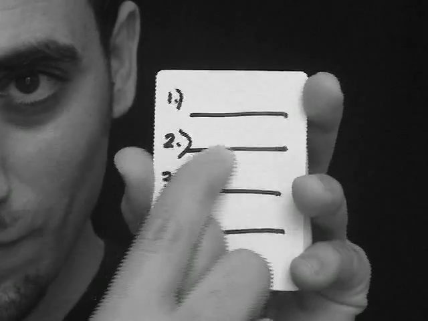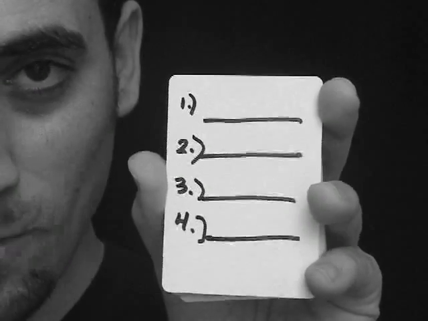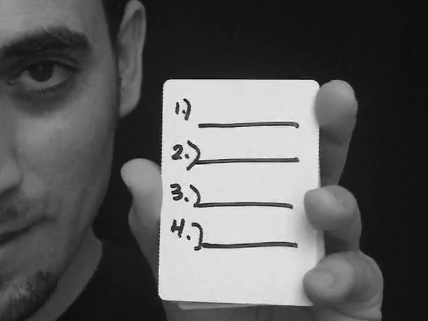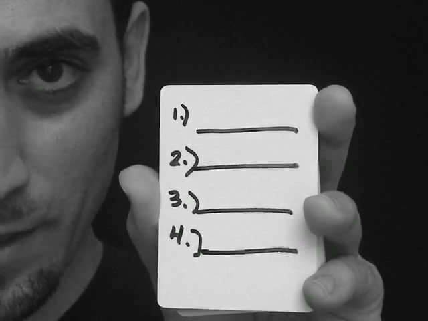Now, on line number 2, I want you to write down the date on your coin, okay? If your coin says 2001 or it says 1953, whatever the date is, I want you to just write that on line number 2.